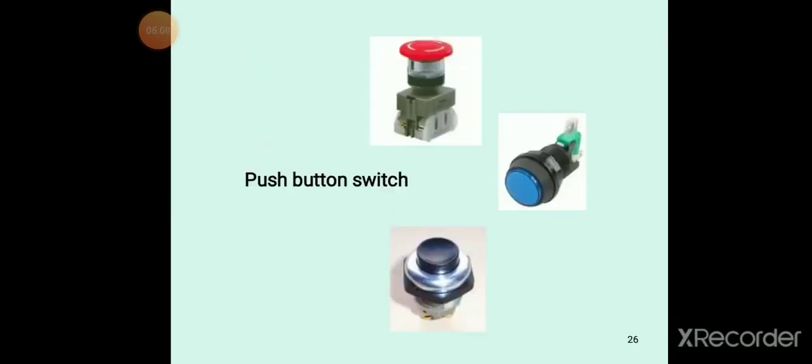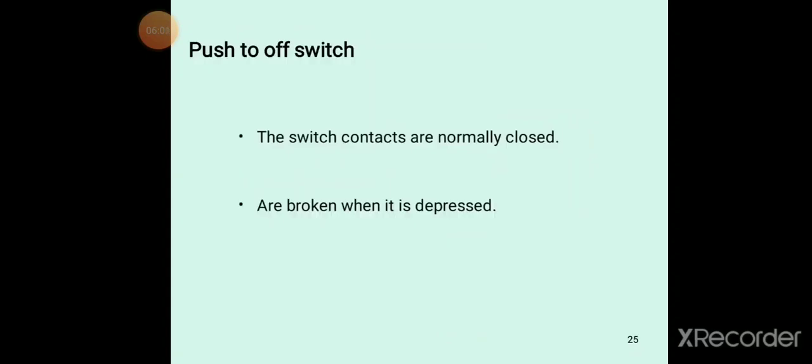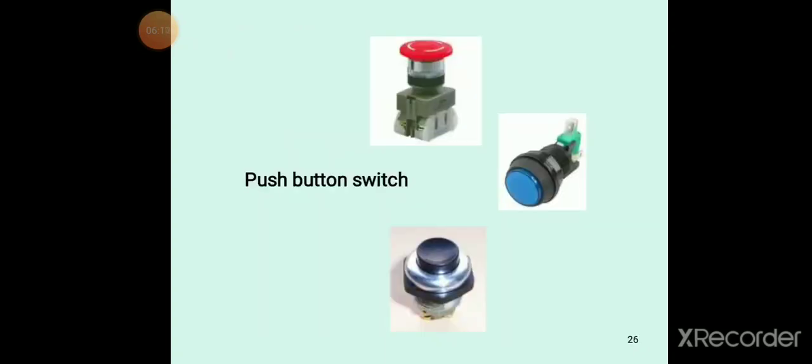Push to off switch: the switch contacts are normally closed, and are broken when it is pressed. When it is pressed, the connections are broken. You can see the push button, how it is. Whenever pushed, it performs its operation.